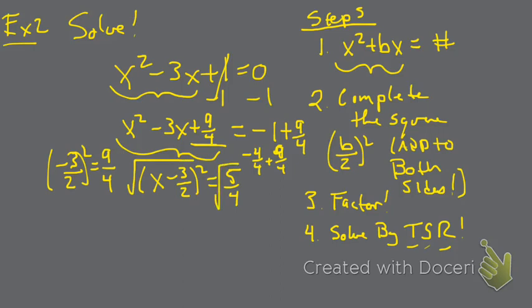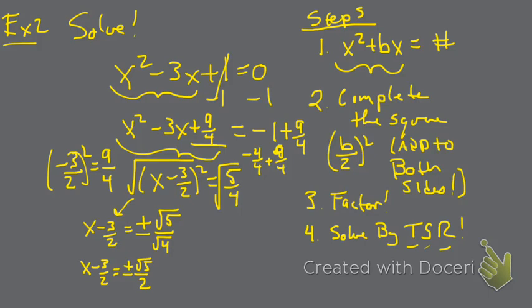So I'm going to square root both sides, or TSR both sides, and I end up with x minus 3 over 2 equal to, remember when you square root it's got to be plus or minus, and since I have a square root of a fraction, I'm going to square root the numerator separate from the denominator. So I have x minus 3 over 2 equals plus or minus the square root of 5 over the square root of 4, which is just 2.